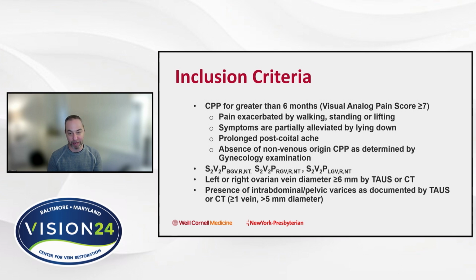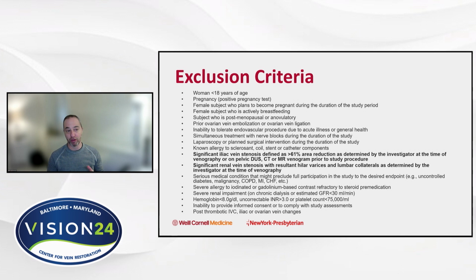And then we want to see pelvic varices. So we want to prove, and part of the inclusion criteria is that these pelvic varices, you have to have at least one bigger than 5 millimeters in size, which is pretty easy to determine. And if you've looked at any outside imaging in these patients, you've probably seen that these are fairly large and you can see them pretty easily. Next slide.